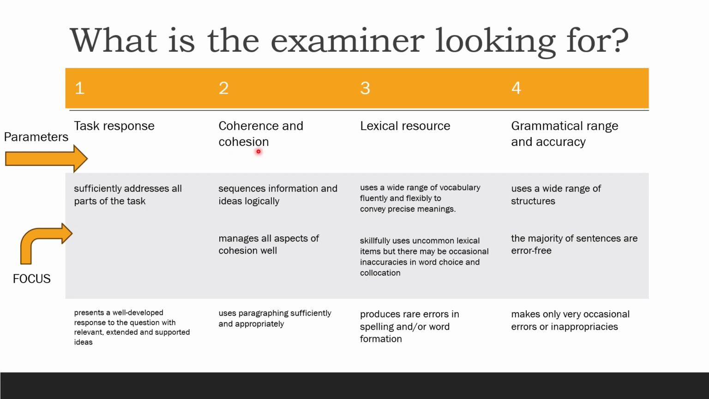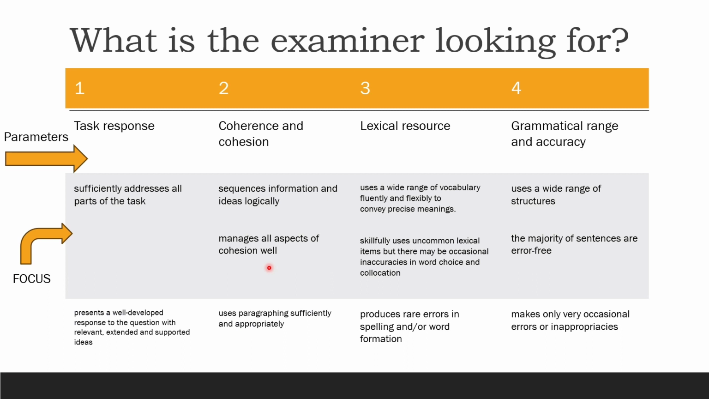Let's move to coherence and cohesion. So coherence and cohesion means clarity and precision. You are clear about your ideas and you are precise. You are writing to the point. You are not giving any unnecessary information in your essay. So the candidate sequences all information and ideas logically, manages all aspects of cohesion well. All aspects of cohesion well means there is no story kind of a thing. You are to the point.